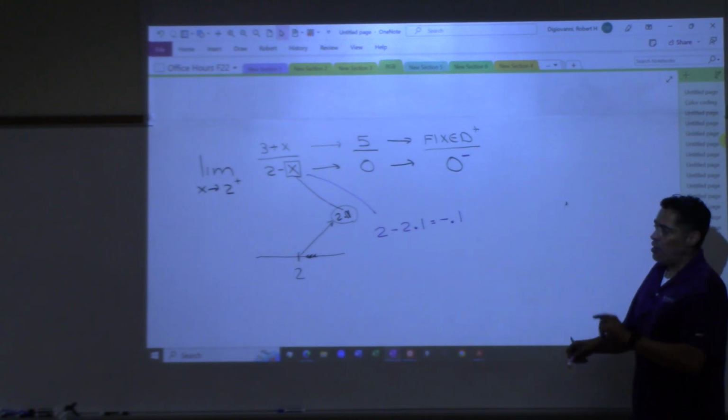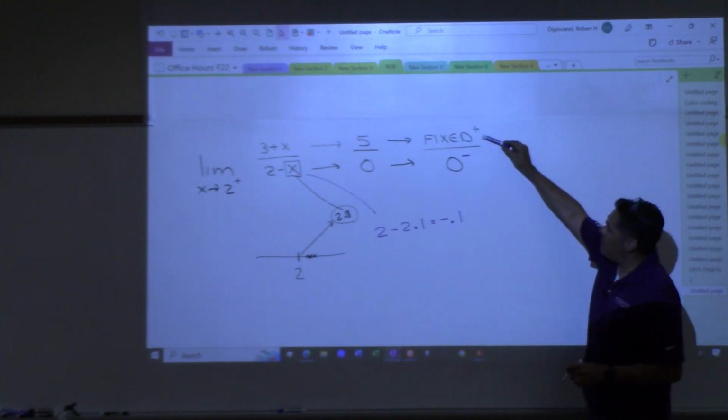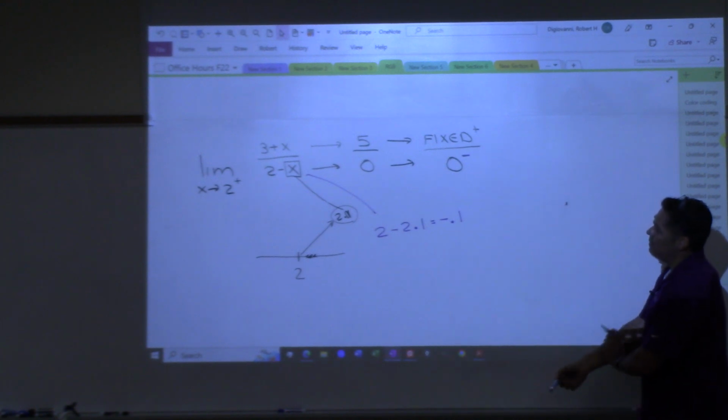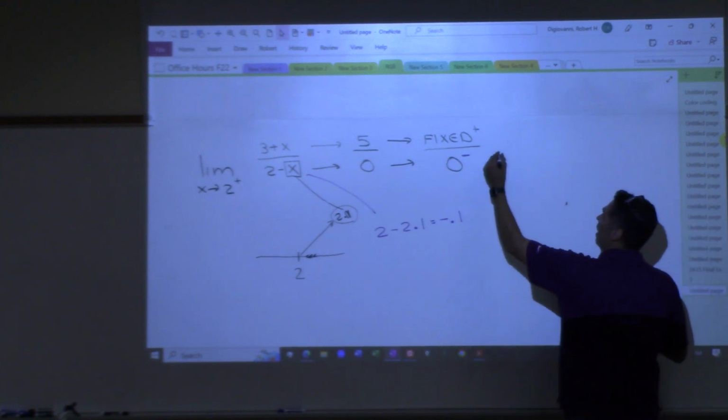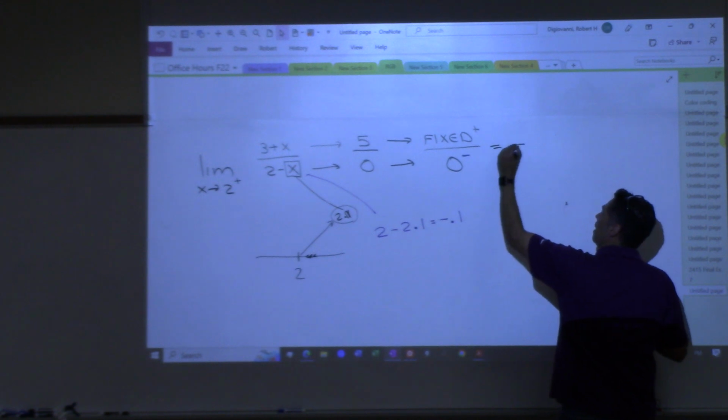So according to your chart, if you have a number on top that's fixed and it's positive, and then you're going over a negative infinitesimally small number, you get negative infinity.